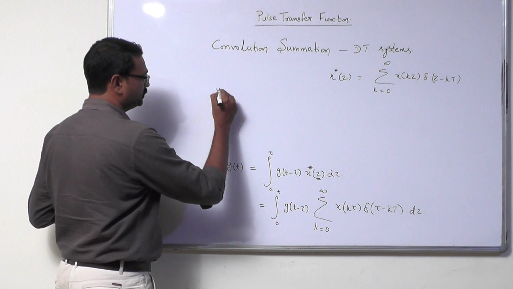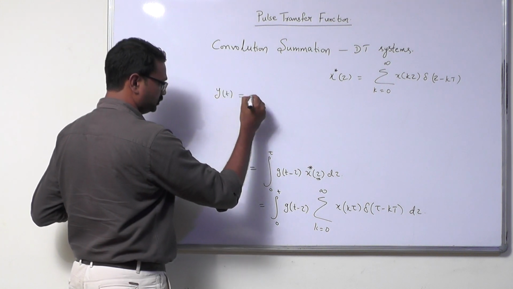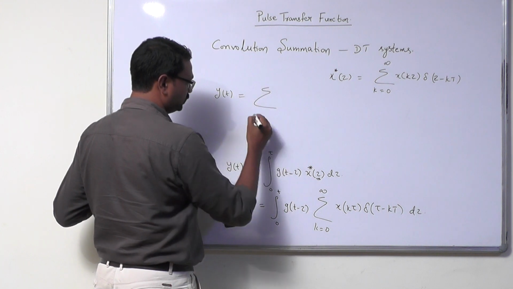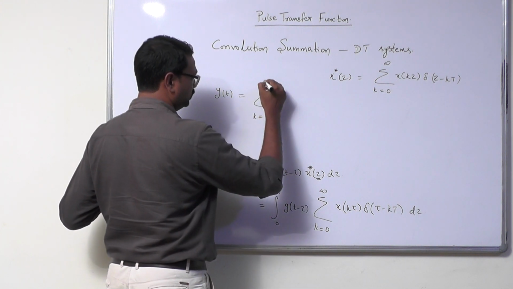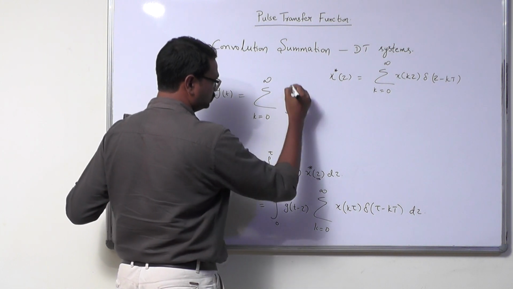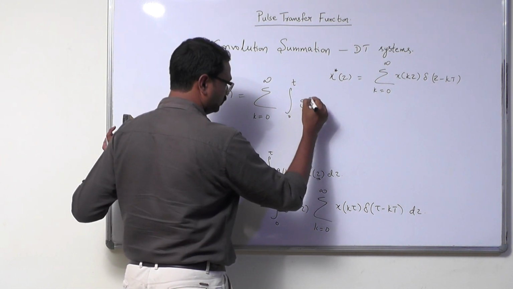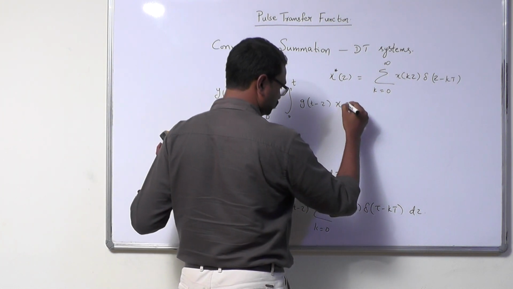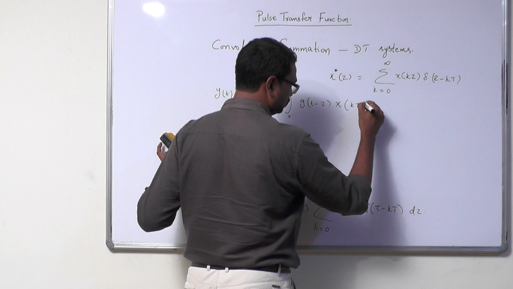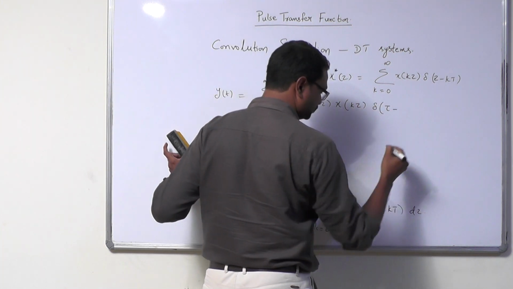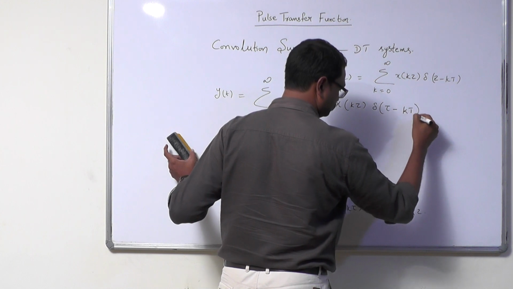Right. So we are having this relationship for y of t. Continuing with this, y of t is equal to, without any loss of generality, sigma k from 0 to infinity, integral over 0 to t g of t minus tau x of kT delta of tau minus kT d tau.